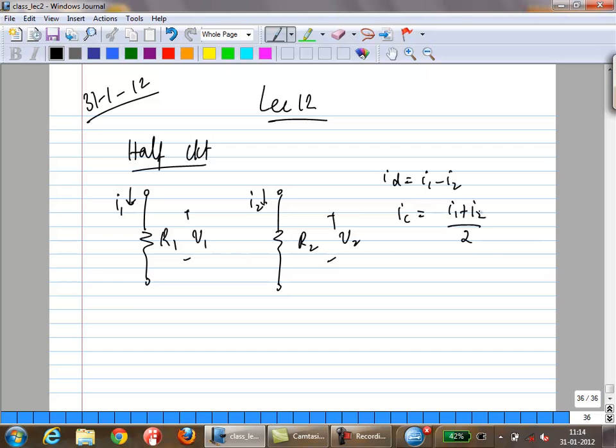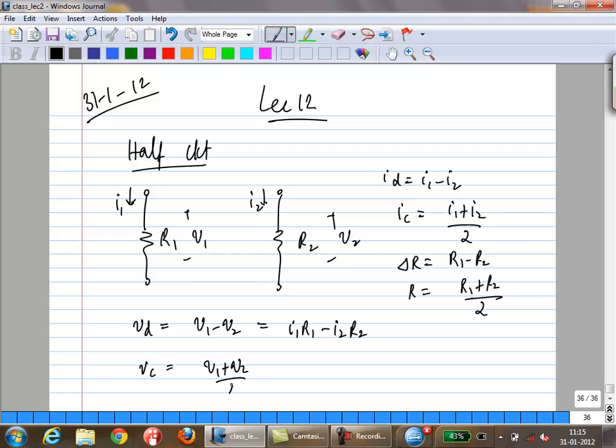It's similar to the analysis we did last time, right? We're going to call delta R the difference between the resistances, and R the mean value. Now you are interested in the differential voltage and the common mode voltage. What is VD? It is V1 minus V2, which is I1 R1 minus I2 R2. Similarly, VC is I1 R1 plus I2 R2 over 2.